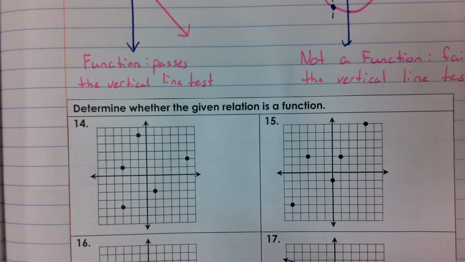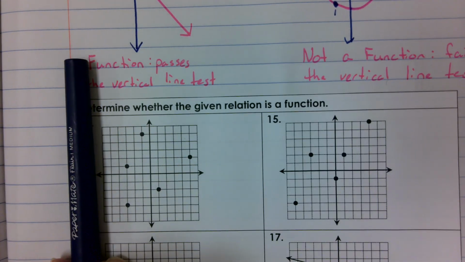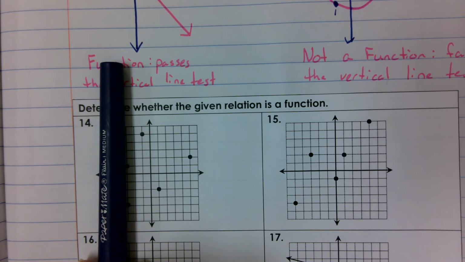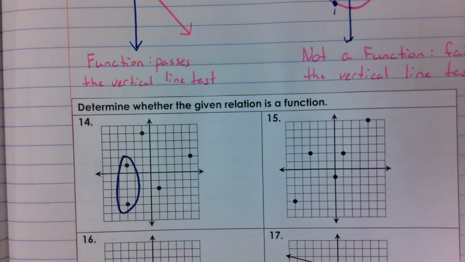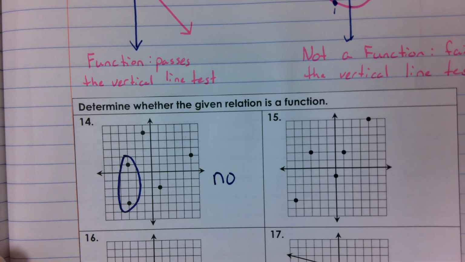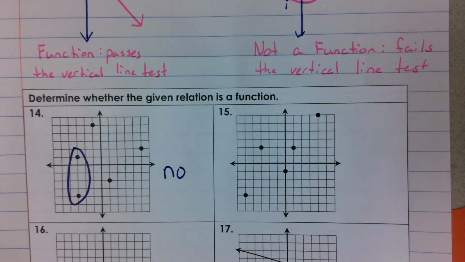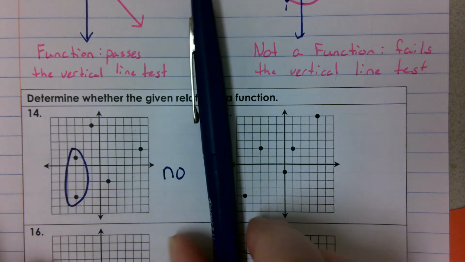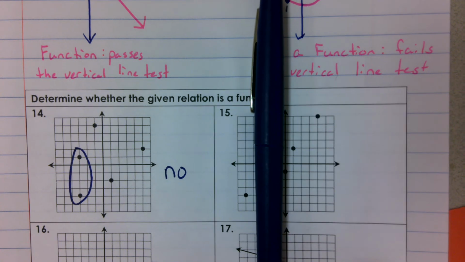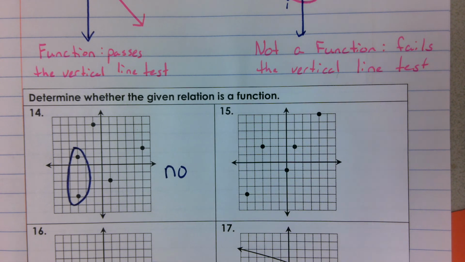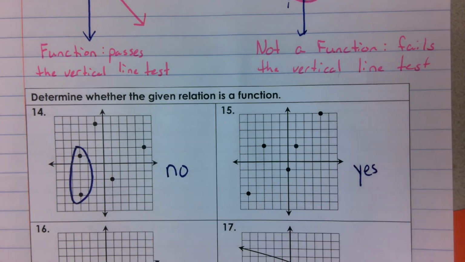All right, so here I have a graph, and it's just a bunch of ordered pairs. I'm still going to take my pencil across left to right, and the very first set of ordered pairs that I come across, my pencil is touching those at the same time. This is not a function. All right, so number 15. Take that pencil. It's only touching that point. Only the 1 point, 1 point, 1 point. This is a function because my x values never repeat.